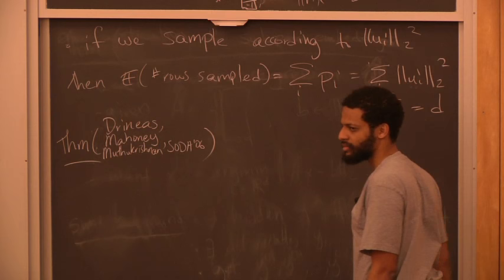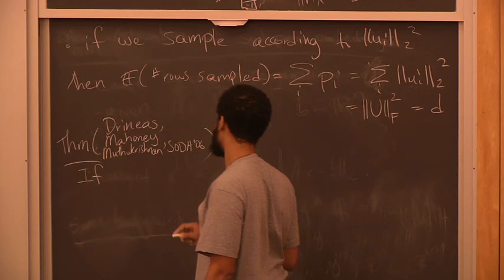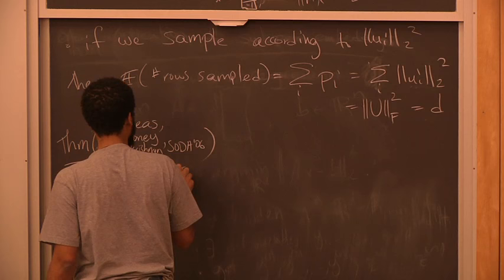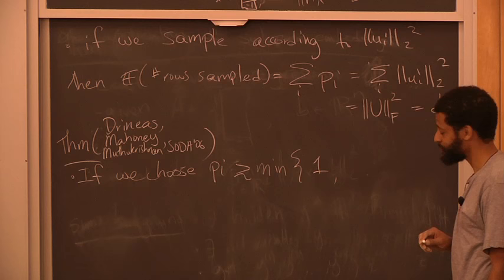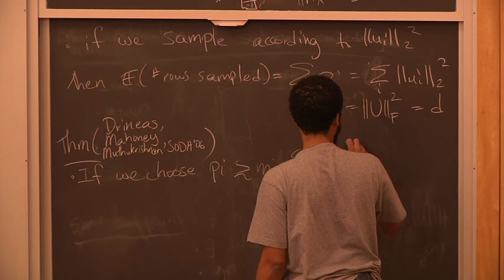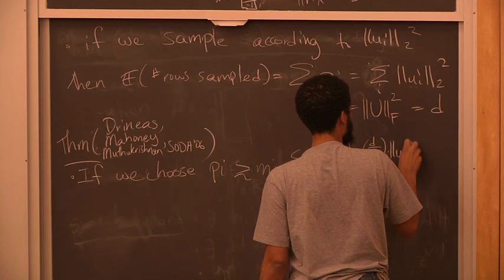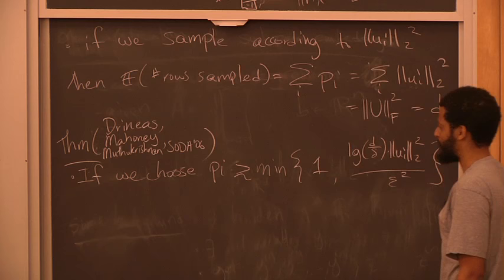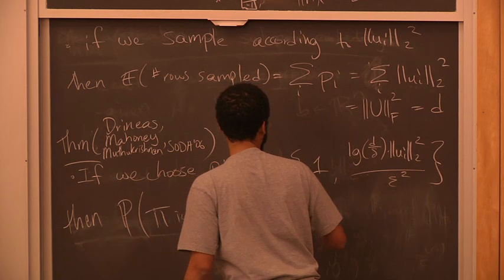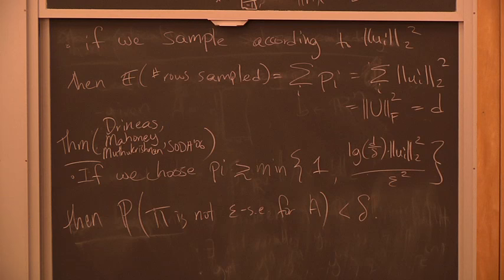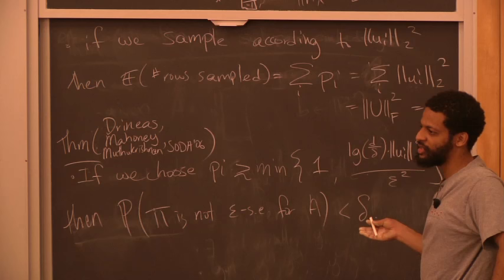If we choose pi to be at least, up to a constant, the min of 1, of course you can't sample something with probability bigger than 1, and let's say log d over delta times ui L2 norm squared over epsilon squared, then the probability that pi is not an epsilon subspace embedding for A is at most delta. Okay? So the rows that have a large enough leverage score, sometimes this expression can be bigger than 1.